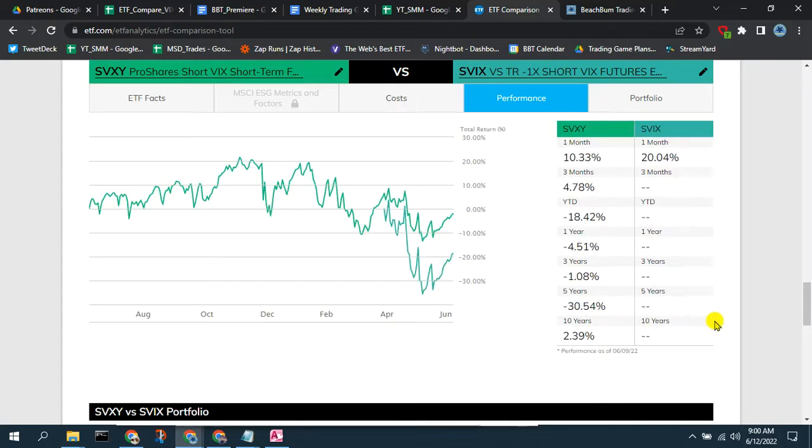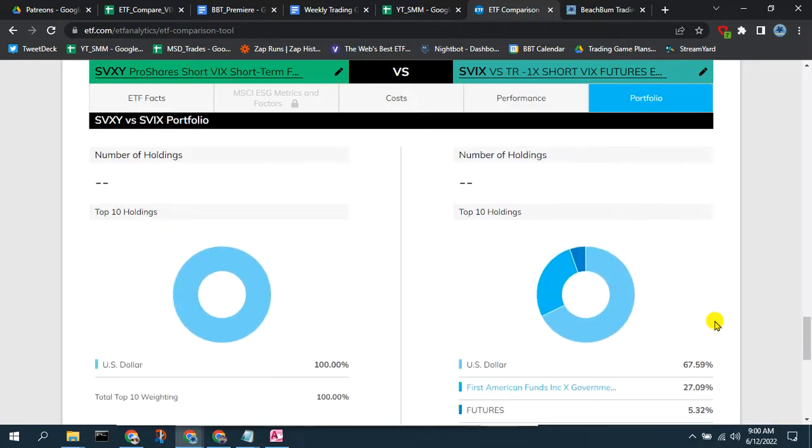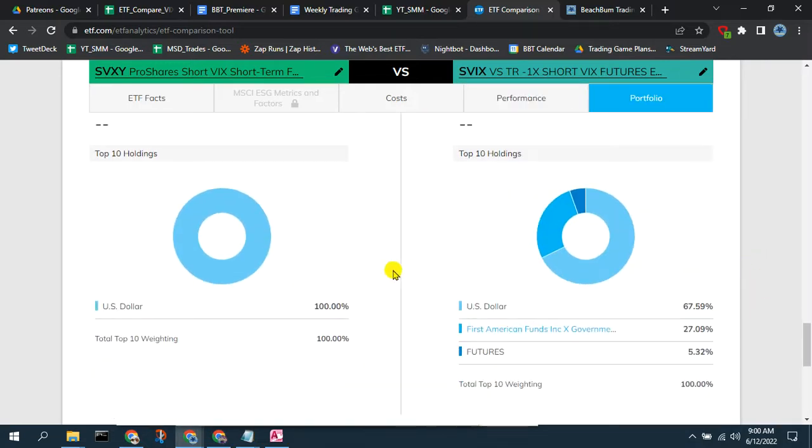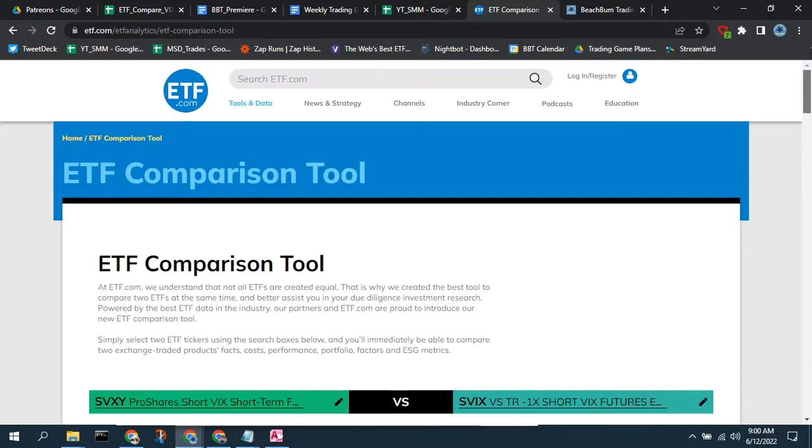So again, I think this is a useful tool to be able to compare ETFs directly. We can see holdings. It's showing this as US dollar for SVXY, and US dollar and some government funds and some futures for SVIX. So again, I thought this was a helpful comparison tool. Thank you to one of our BeachBum traders, Douglas PC, for turning us on to this ETF comparison tool. I can see this will be a very useful tool for comparing ETFs head-to-head against each other.